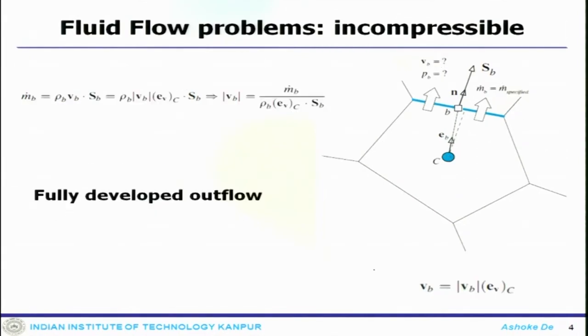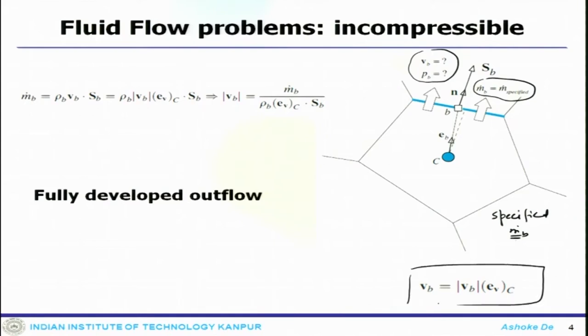Similarly, this is a schematic for the specified m dot, or mass flux, at the boundary. You can see at this face the m dot b is specified. So this is known, but what is not known is the velocity and the pressure at that face. When you apply a mass flow rate or mass flux in incompressible flow, it is essentially equivalent to specifying the normal component of the velocity. So, the velocity is calculated by assuring its normal direction can be like this.